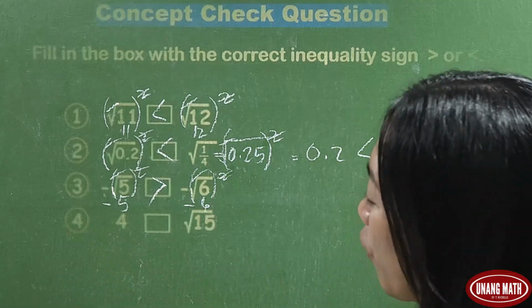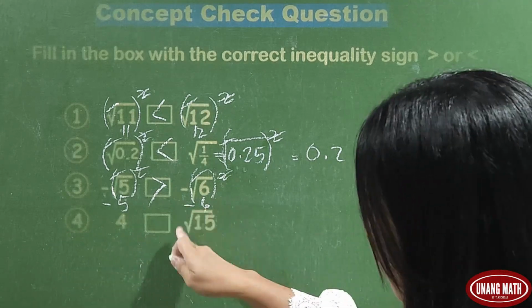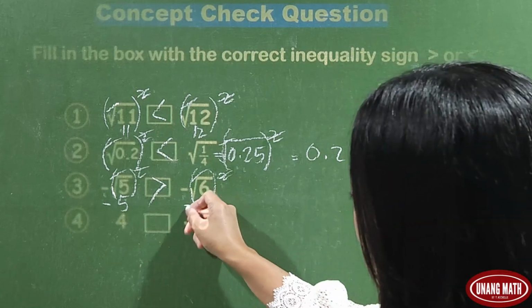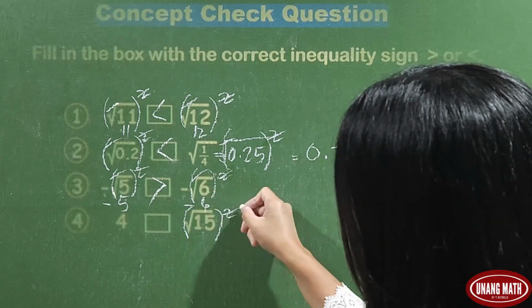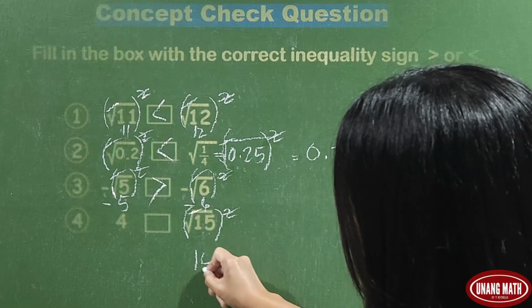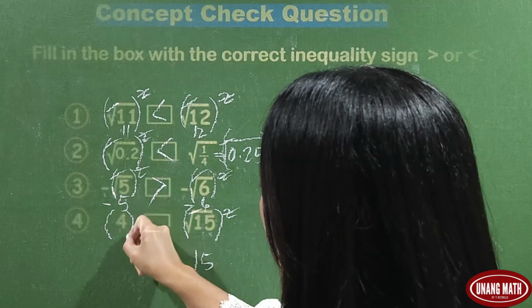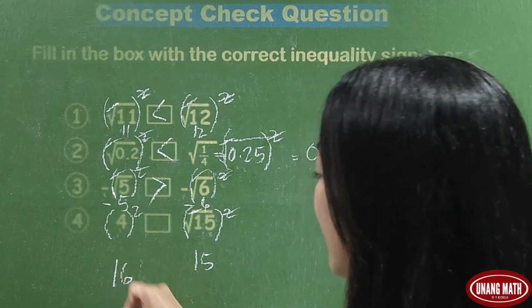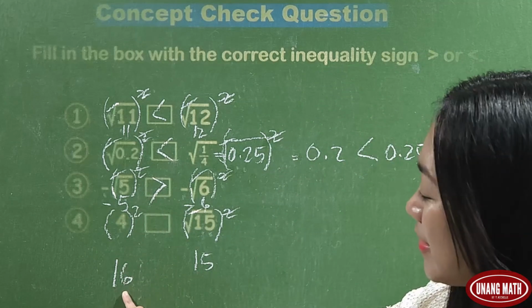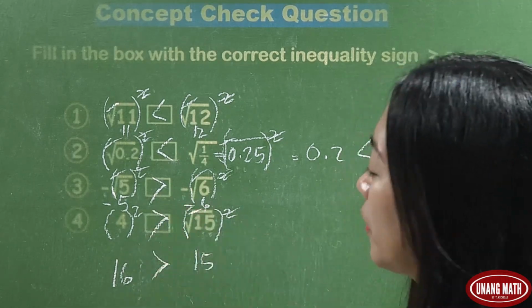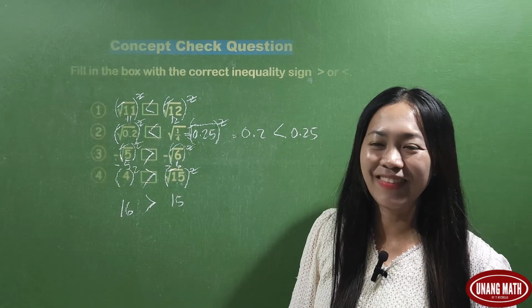Okay, for number 4, we have here 4 is blank, square root of 15. For square root of 15, square this one, so cancel, bring out 15. Since we square this number, we need to square 4 also. 4 squared is 16. So it means 16 is greater than 15. So the correct symbol here is greater than.